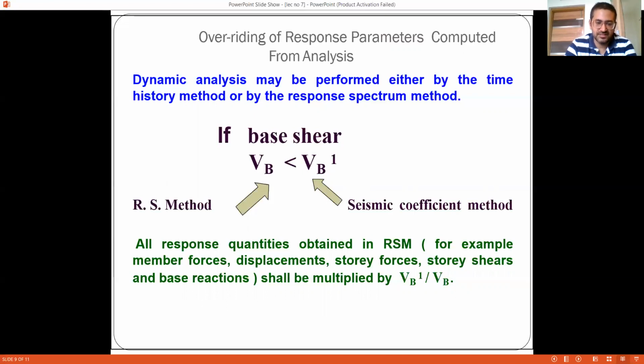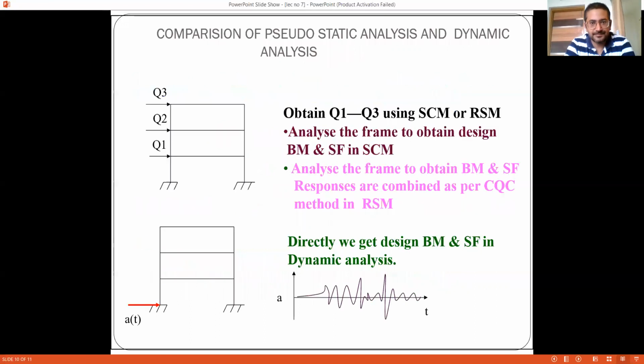So if the base shear obtained from response spectrum is less, then on the conservative side the scale factor has to be applied in such a manner that the resultant base shear is at least 80%, or in the range of 80% to 100%, of the base shear for the seismic coefficient method. The corresponding values of bending moment, shear force, story shears, displacement, and amplitude are all to be multiplied by the scale factor we calculate. This is the comparison of pseudostatic analysis and dynamic analysis.